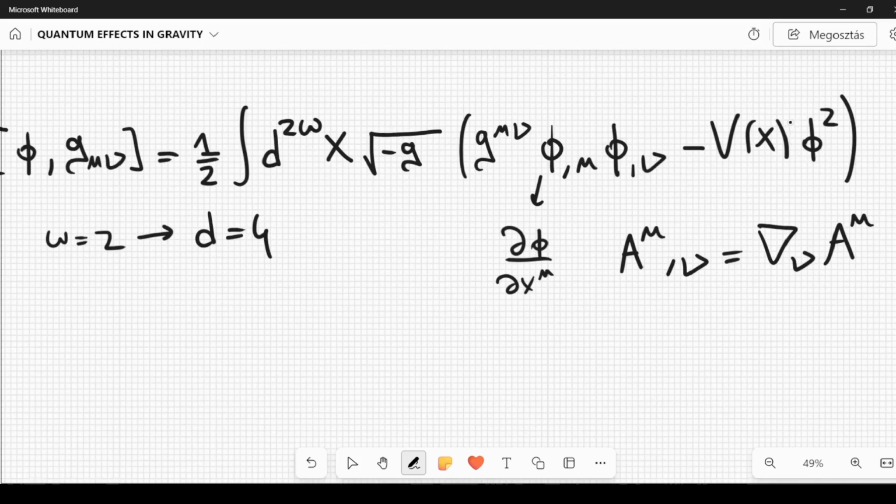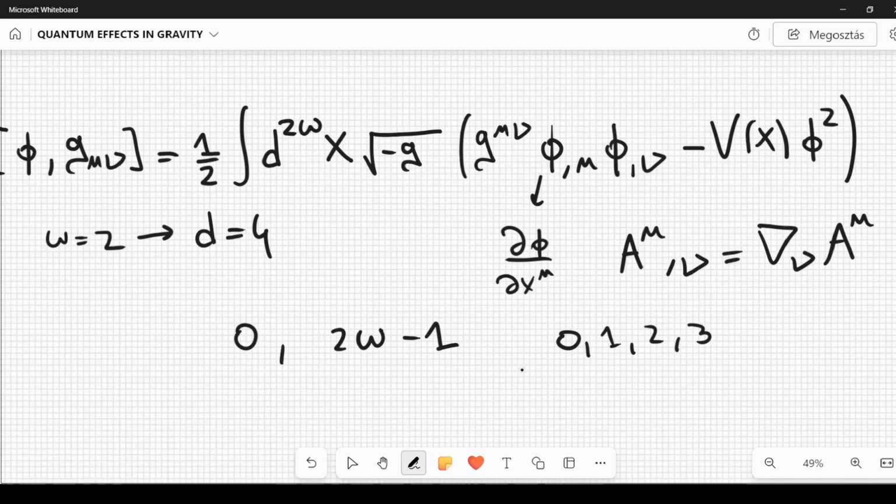The Greek indices run from 0 to 2 omega minus 1. And let me repeat it, if 2 omega is equal to 4, so if we are in 4 dimensions, this is equal to 3. So we have the usual 4 components, 0, 1, 2, 3, right?